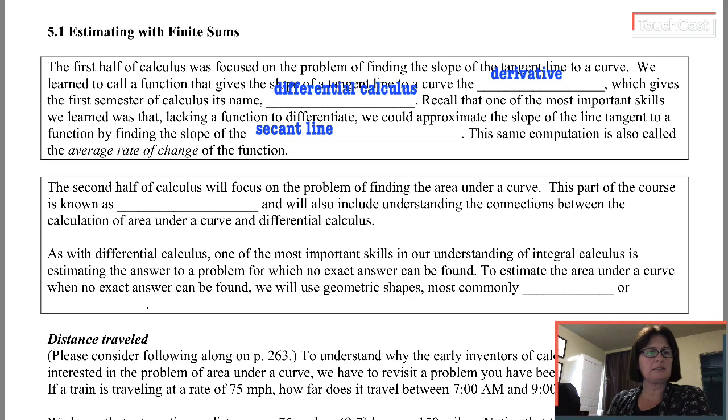So I want to draw this comparison to what we're going to do second semester. Second semester is all about finding an area under a curve. And we call this part of calculus integral calculus because we're going to learn about a symbol that's called an integral. And we're going to talk about how integral calculus, finding areas under a curve, is related to differential calculus, finding the slope of a curve.